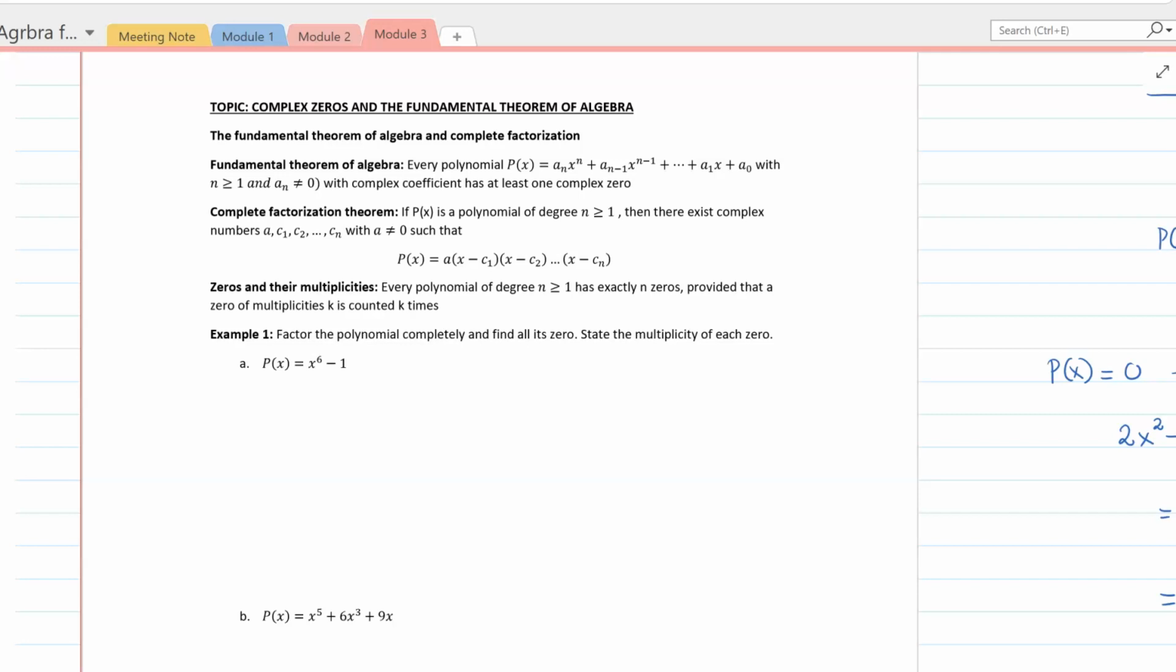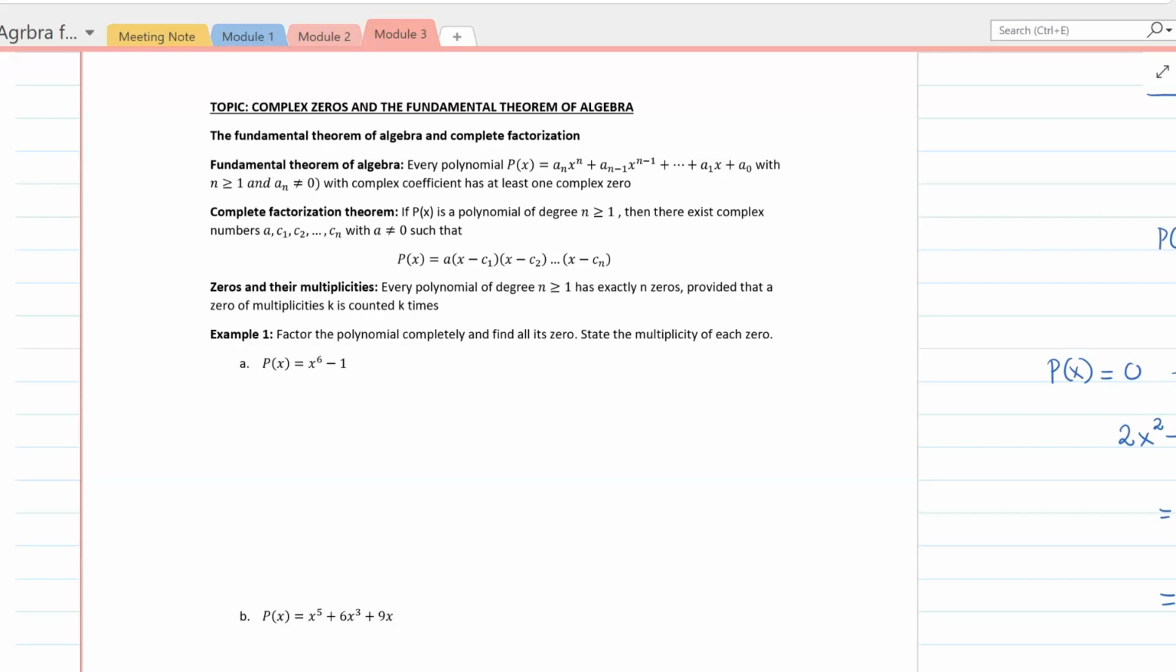For example, if you remember, a quadratic equation has two solutions, right? For one that has only one solution, there is a multiplicity of 2. And the one that has no real solution has two complex solutions.